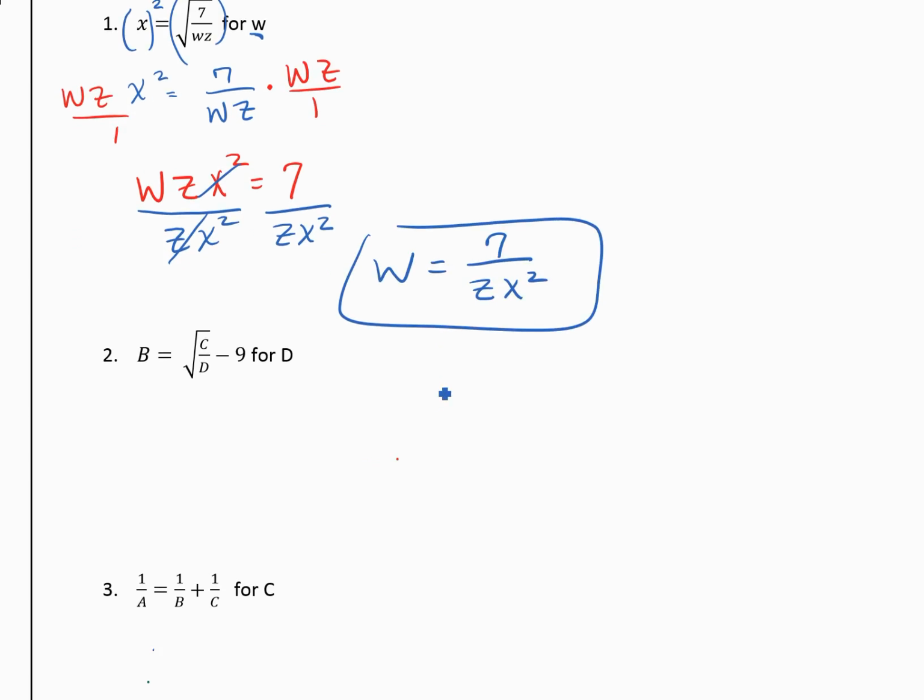Okay, number 2 here we have b equals the square root of c over d minus 9. And we want to solve for d. Now again, d is under a square root. So we need to square both sides, but before we do that, we need to get the square root by itself. So we're going to add 9 to both sides. That gives us b plus 9 equals the square root of c over d. Now again, to get rid of the square root, we need to square both sides.